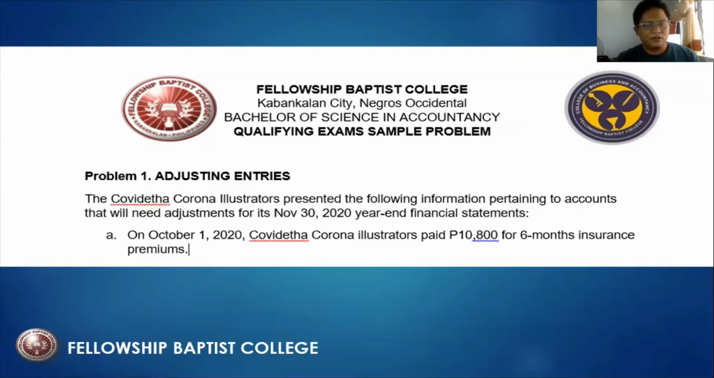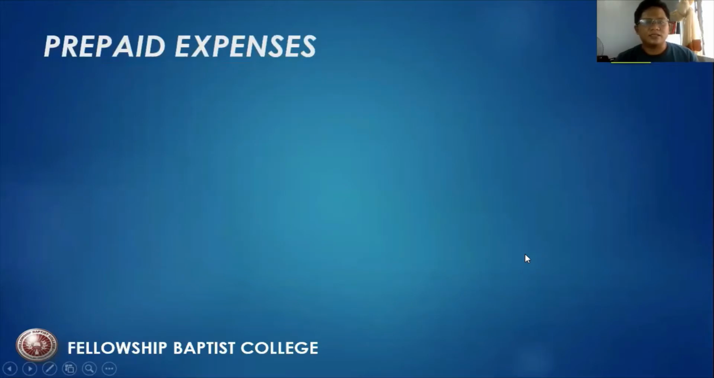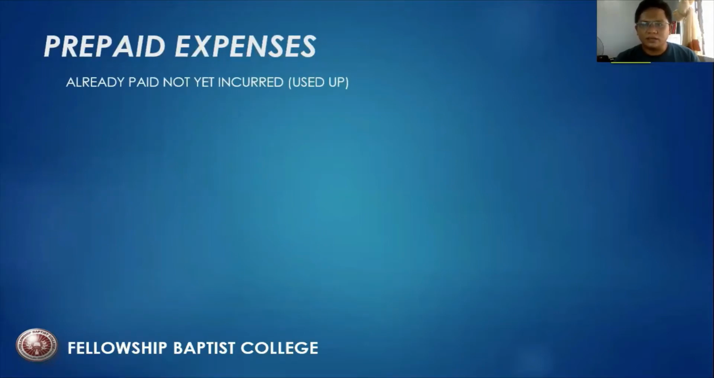For problem A, on October 1, 2020, Covidita Corona Illustrators paid 10,800 for 6 months insurance premium. On October 1, we paid an insurance premium that is good for 6 months. So problem A is an example of a prepaid expense. Prepaid expenses are expenses, as the name suggests, that are already paid but not yet incurred or used up.